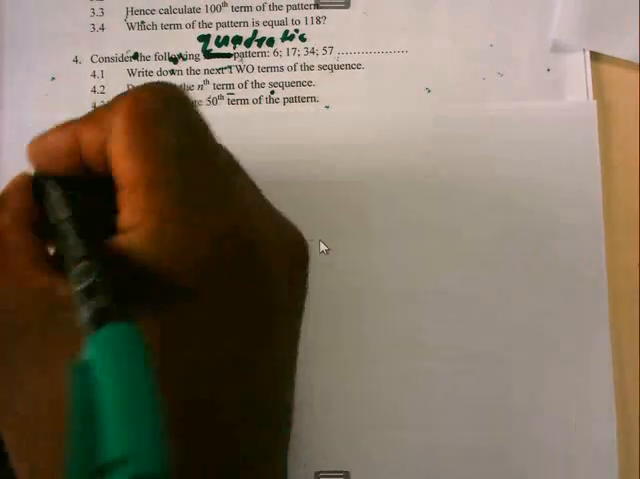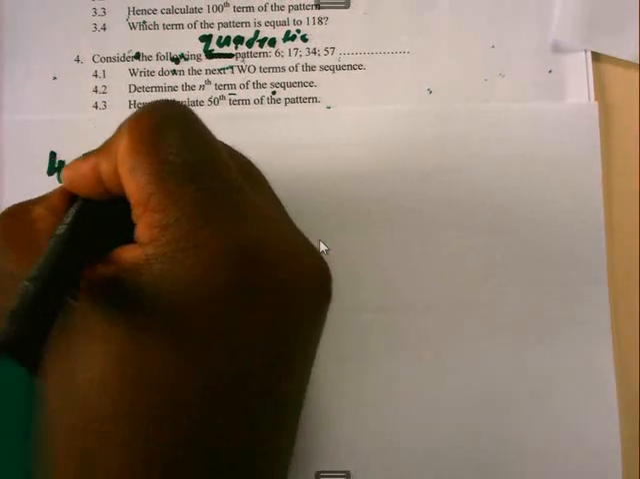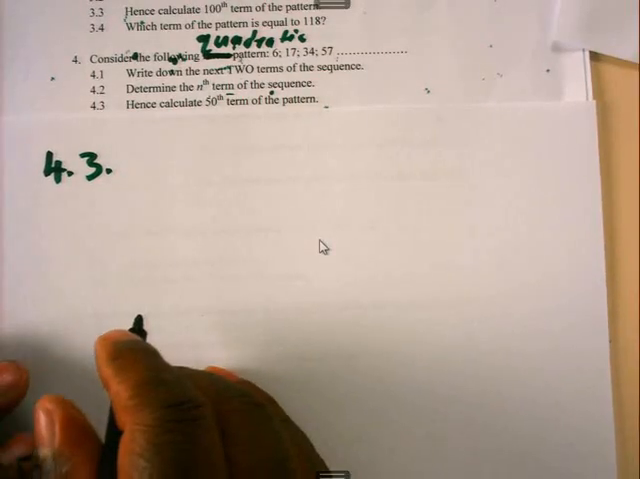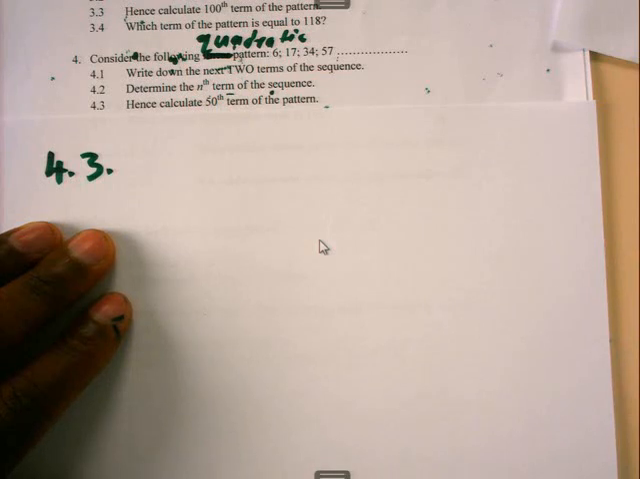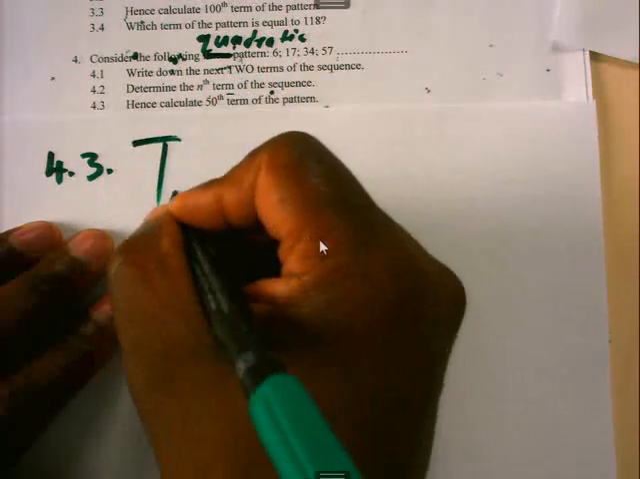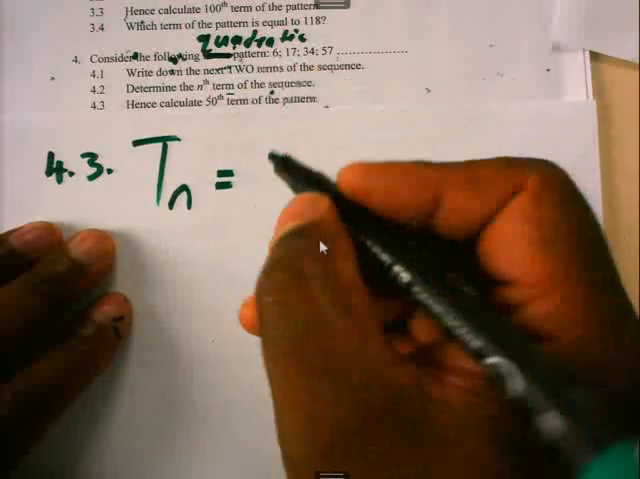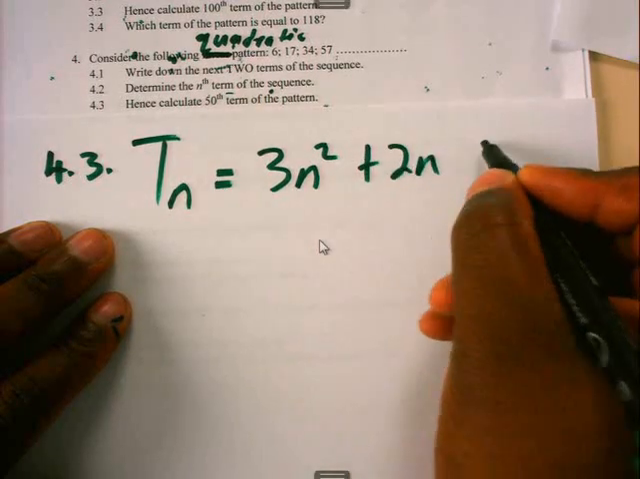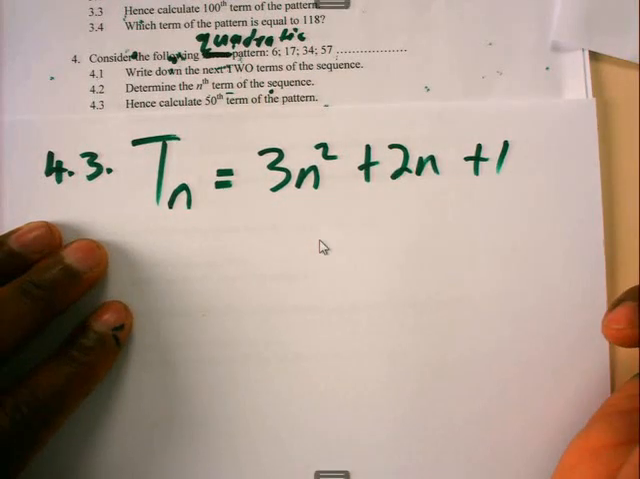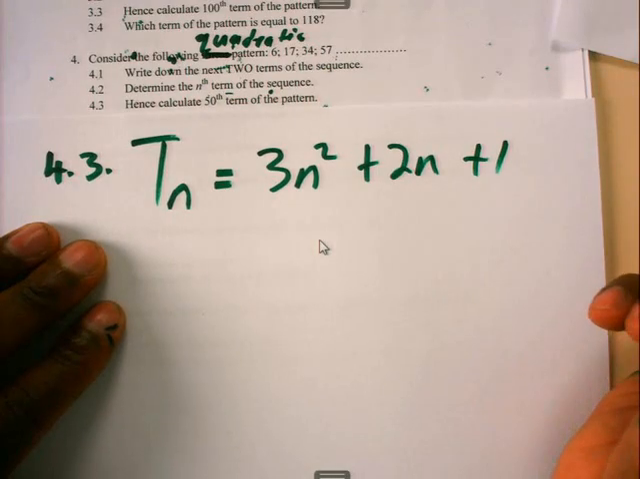Hence 4.3. Hence determine the 50th term of the sequence. Remember we said hence means use the above solution to solve this one. Meaning the above solution you've got the nth term as 3n squared plus 2n plus 1. That is our solution, our nth term. So the question says the 50th term.